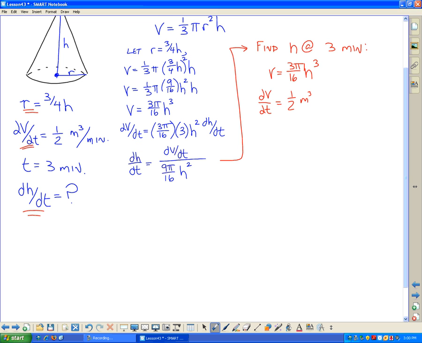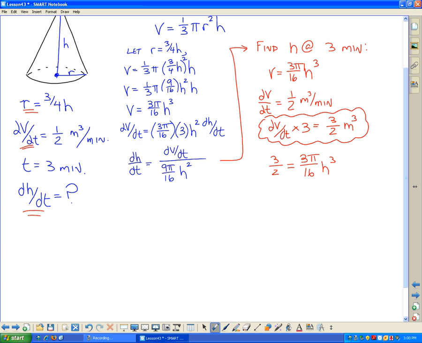meter per minute, if we then multiply that by 3, so dV by dt times 3 will equal 3/2 of a cubic meter. All right. So now we know our new volume. So that means that 3/2 is equal to 3 pi over 16 h cubed.